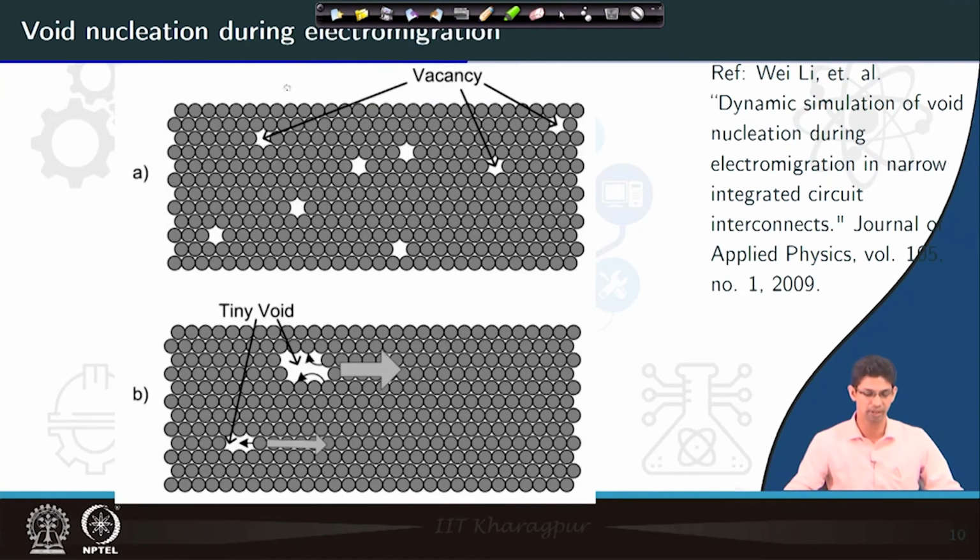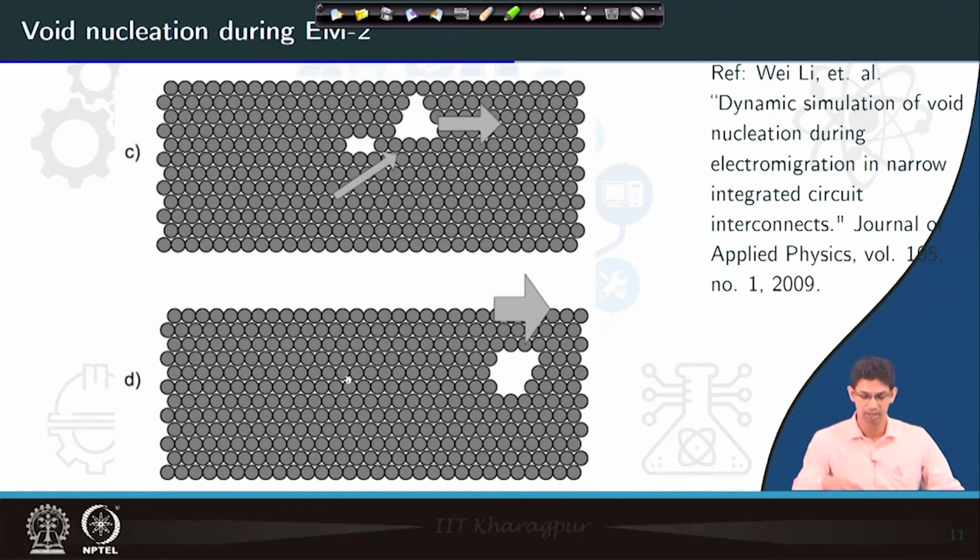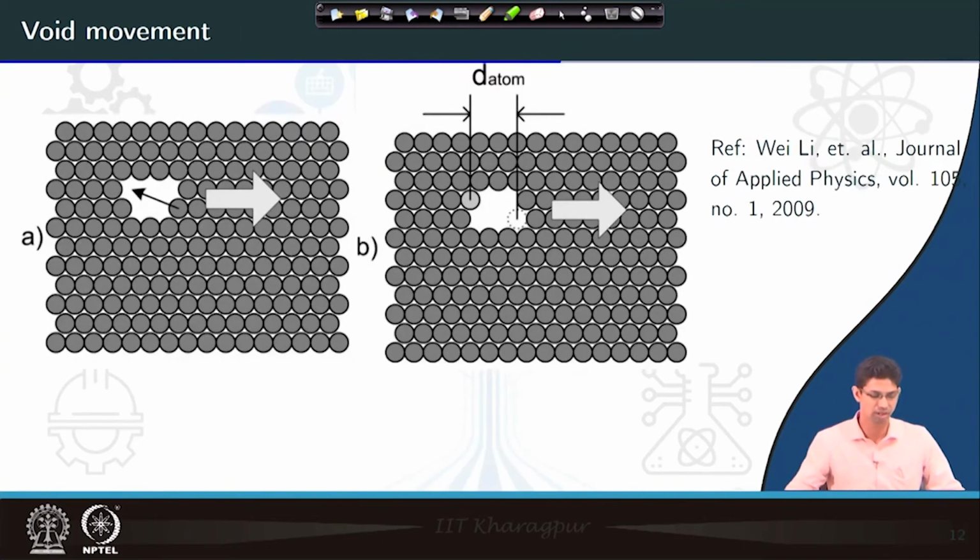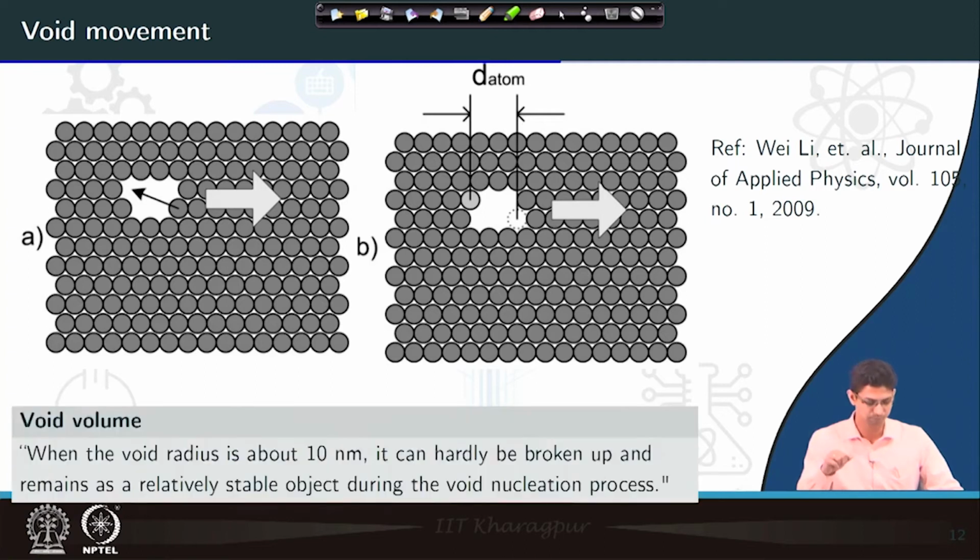So, you had vacancies coalesce to form small voids, and then these small voids move in the direction opposite to the direction of electromigration, and they start forming bigger and bigger chunks. Here you can see how a void movement would be there. A lattice point would move from this point to this point, and then your void has essentially moved a small distance. Again, this is not an instantaneous process, it happens gradually, very slowly over time.